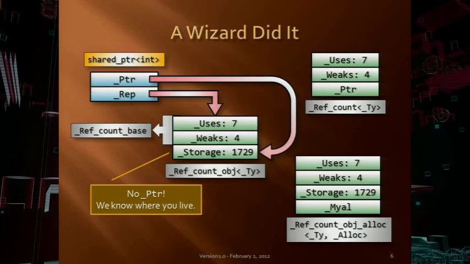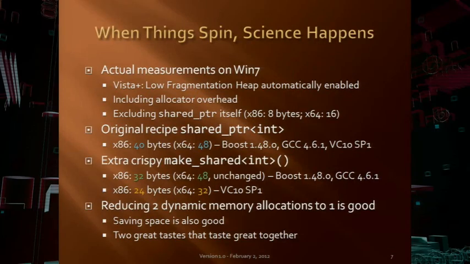Not storing that pointer is actually a good optimization because it saves space. And I did measurements on Win7. Win7 is important because Vista and above operating systems automatically use something called the low fragmentation heap. That's very friendly to large numbers of small identically sized allocations like linked list nodes or reference count control blocks. My measurements include any invisible allocator overhead, but they specifically exclude the shared_ptr itself. That cost is paid no matter what, even if the shared_ptr is null, and I wasn't interested in that cost. Plus, we know its size. It's 8 bytes on x86 or 16 on x64.